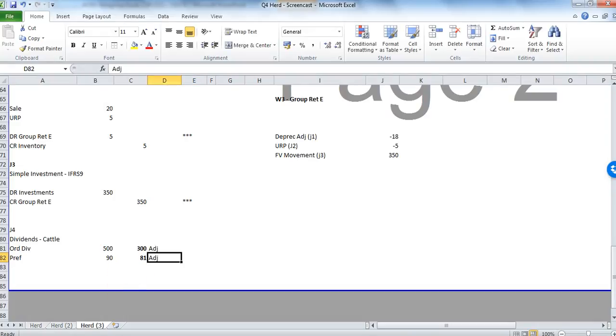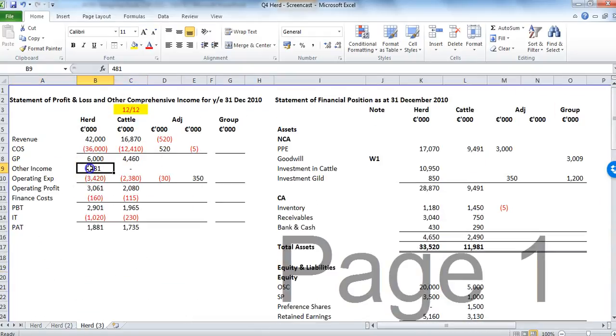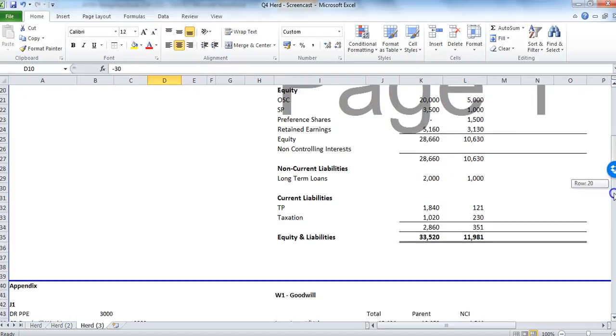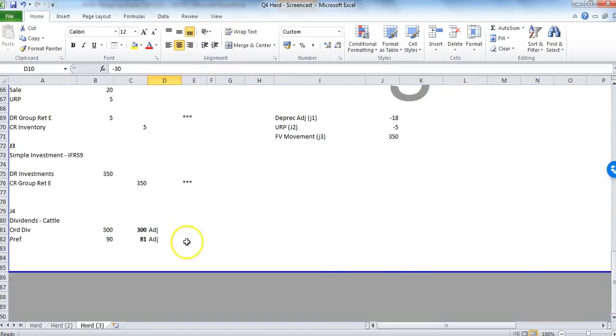So the only thing you need to do when there's a dividend paid is to remove it from the income statement. So of that 481, 381 is actually intergroup. So it doesn't make sense to show it there. You need to remove it. You'll have no adjustment in the statement of financial position because the dividend is already paid, so we don't need to worry about it.